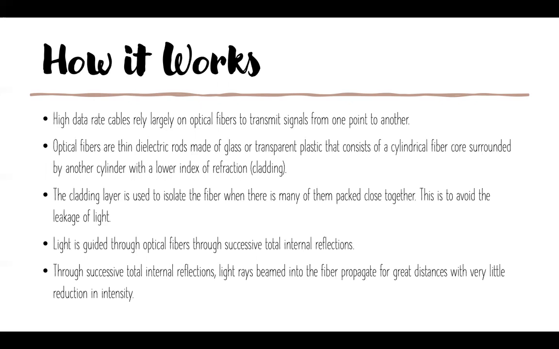Because the light is confined to traveling within the rod, the only loss in power is due to reflections at the sending and receiving ends of the fiber and absorption by the fiber material. This is because the fiber material is not a perfect dielectric. Through successive total internal reflections, light rays beamed into the fiber propagate for great distances with very little reduction in intensity. This is how data is transmitted.